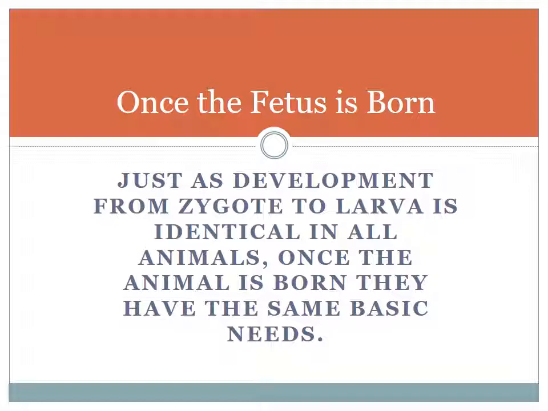So regardless of the animal, whether it's something as simple as a worm or something as big as a human, the development from the zygote to the larva when it's born is identical in all animals. It follows this cleavage, creating a morula, blastula, 3 germ layers. Once the animal is born, they then have the same basic needs.